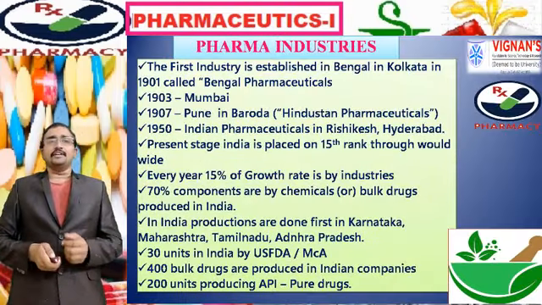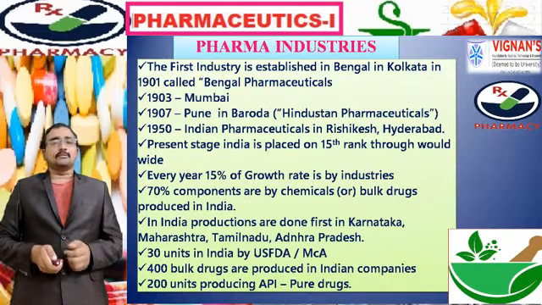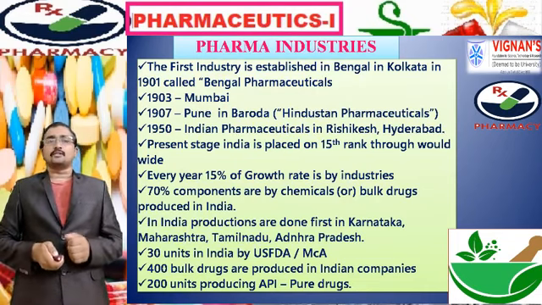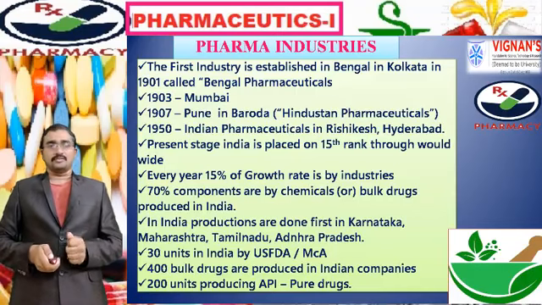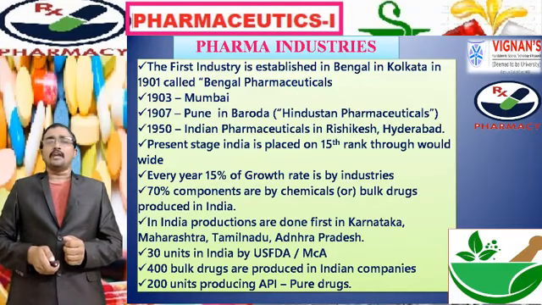Pharma industries in India. The first industry was established in Bengal, in Kolkata. The industry name is Bengal Pharmaceuticals, established in 1901. Later, in 1903, Mumbai Pharmaceuticals was also established. In 1907, Hindustan Pharmaceuticals Company was established in Pune and Baroda. In 1950, Indian Pharmaceuticals was established in Rishikesh and Hyderabad.